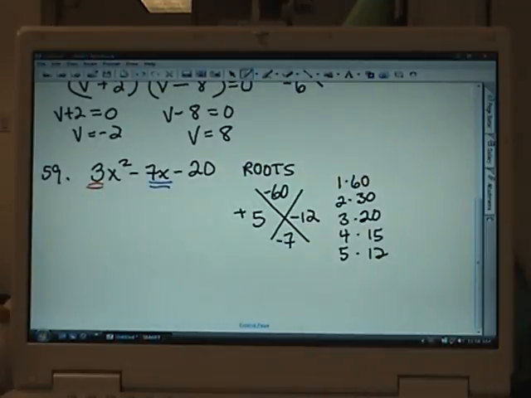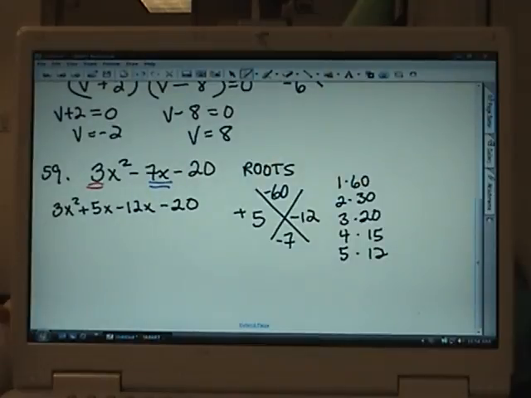So here we go. 3x squared plus 5x minus 12x minus 20. One of the things that will help with tonight's homework is that when you're factoring by grouping, or when you're factoring in general, you need to put the problem in descending order.